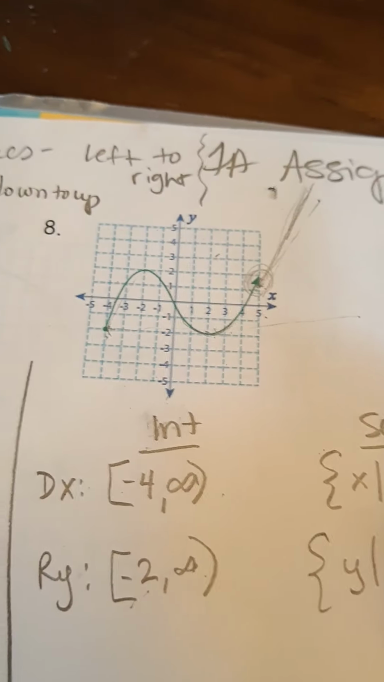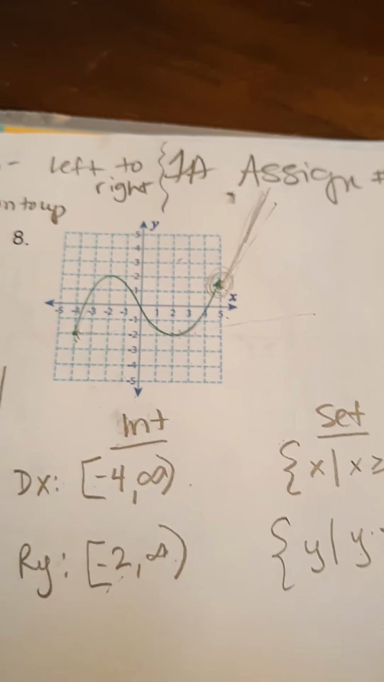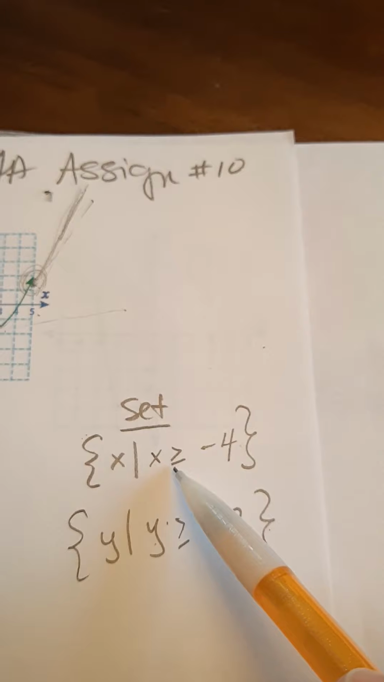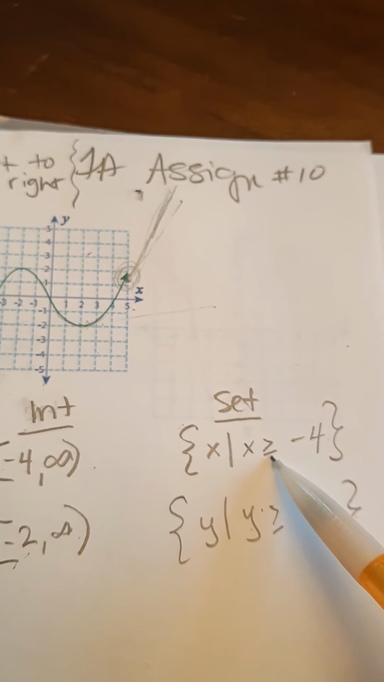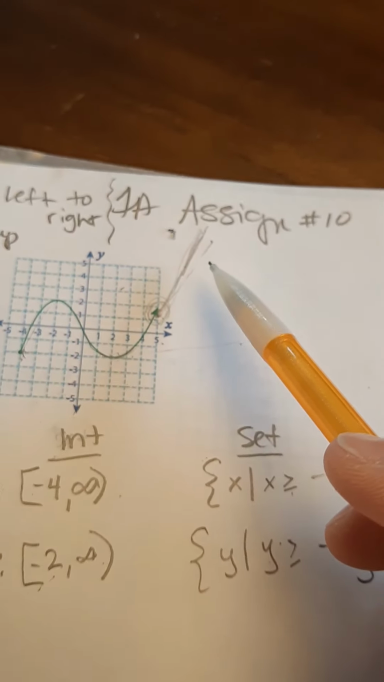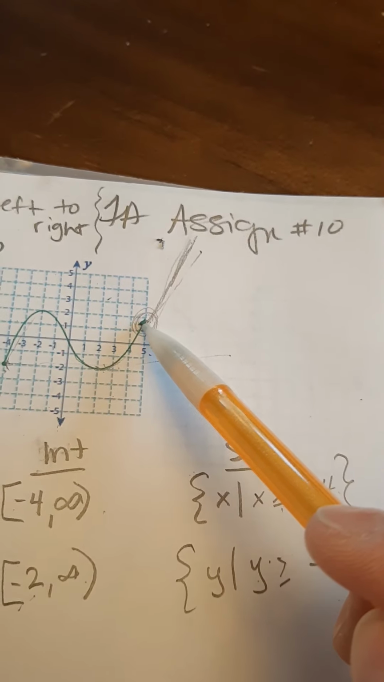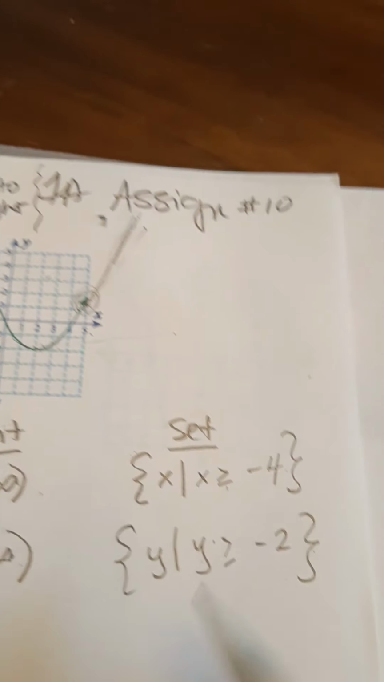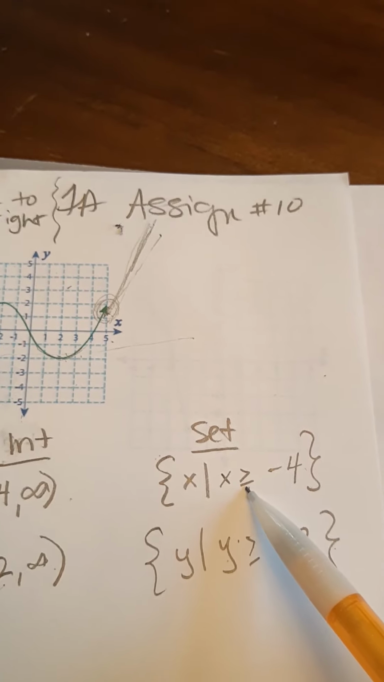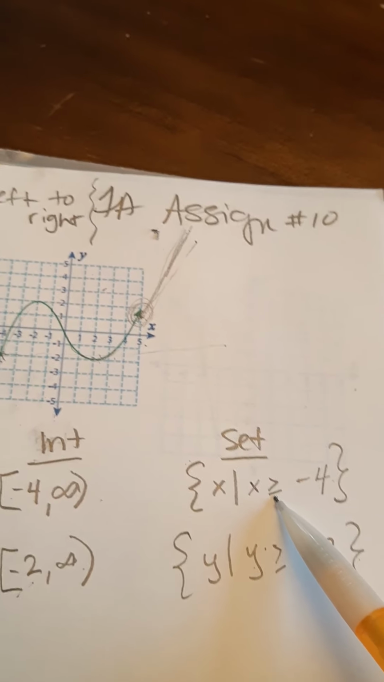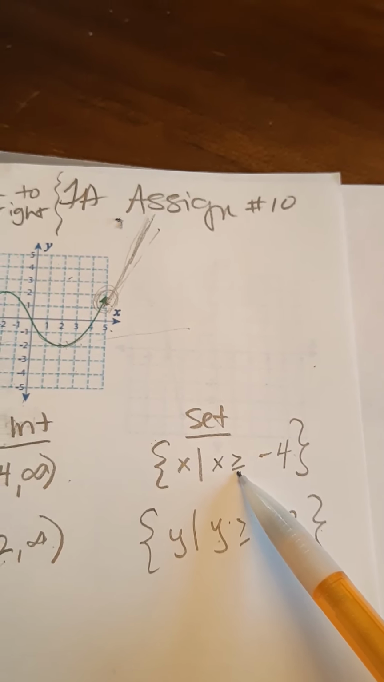So look at number 8. For the x's, notice how we chose it to be greater than or equal to because the x values were going greater than. The arrow is going that way. See that? I'm talking about the x's only right now. Okay.